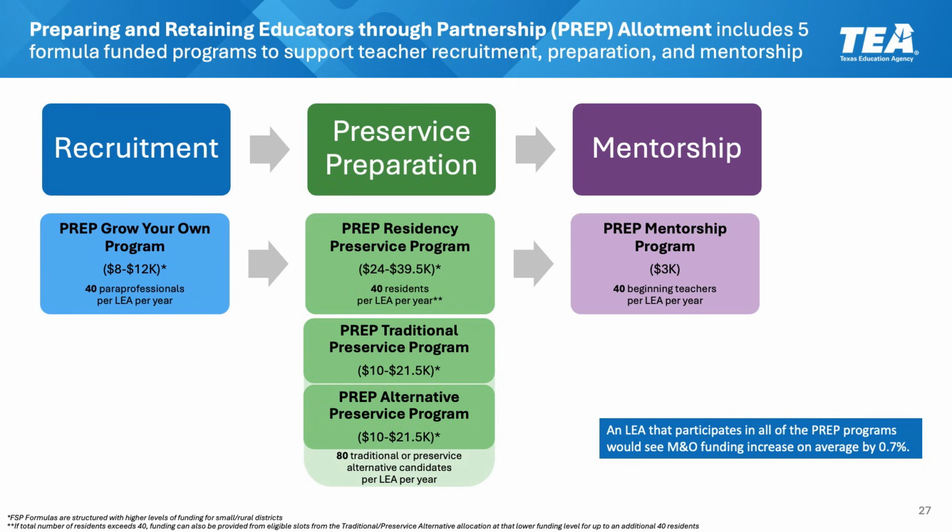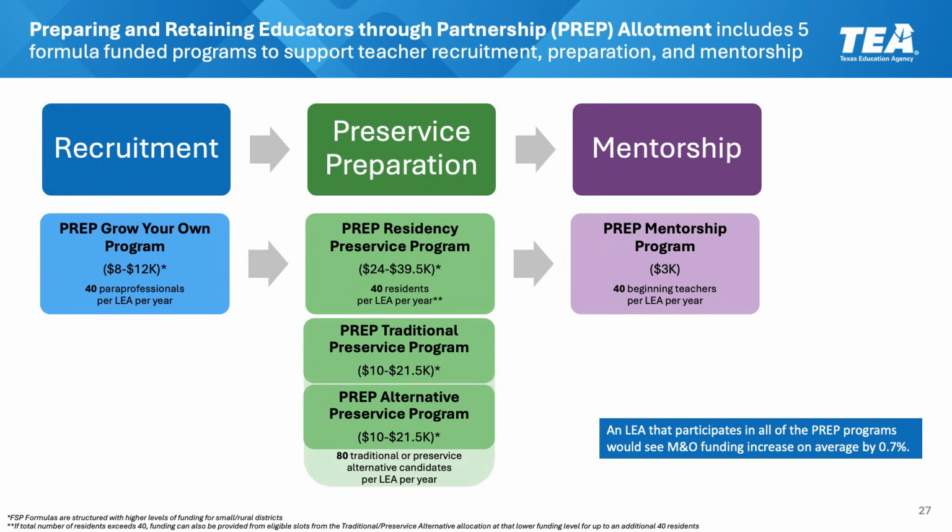It also supports local school systems in supporting high school students to complete career and technical education courses to put those students on a track to becoming classroom teachers. For pre-service preparation, the PREP allotment empowers local school systems to fund paid residencies to support those aspiring teachers. It does that within the context of pre-service residencies, but also in supporting traditional pre-service programs and alternative pre-service programs.